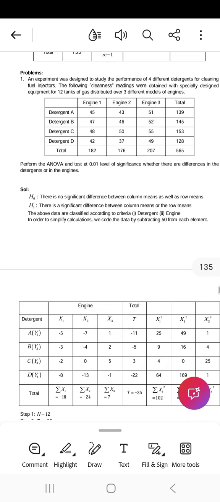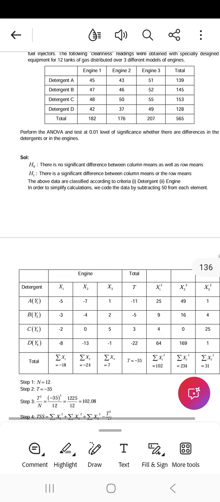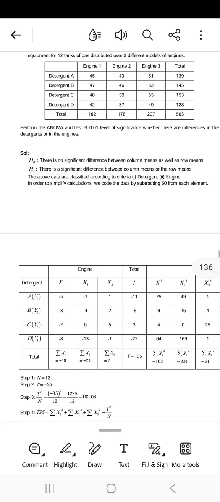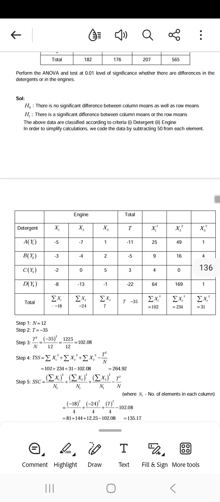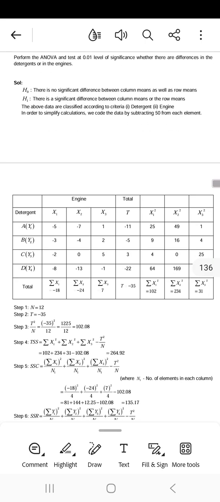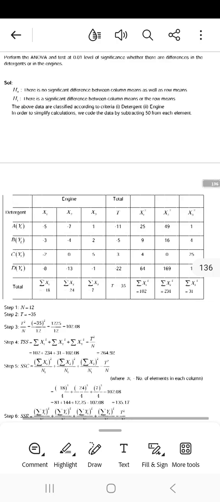From the given table, subtracting 50 from each value, we get minus 5, minus 7, 1, minus 3, minus 4, 2, minus 2, 0, 5, minus 8, minus 13, minus 1. Now let us take the total values for detergents as well as engines. We get sum of Y1 is minus 11, sum of Y2 is minus 5, sum of Y3 is 3, sum of Y4 is minus 24. Taking the summation over engine values, summation X1 equals minus 18, summation X2 equals minus 24, summation X3 equals 7.